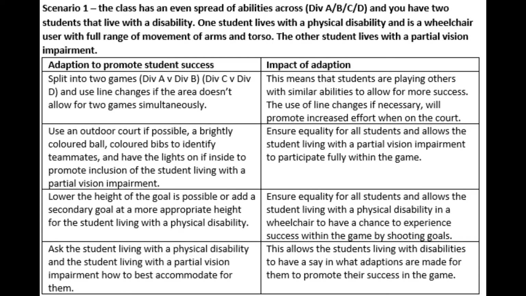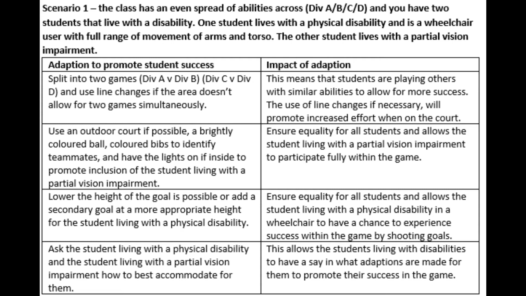The third adaptation is to lower the height of the goal if possible, or add a secondary goal at a more appropriate height. This will have a positive impact on the student living with a physical disability in a wheelchair, as they will be able to experience success by having the opportunity to shoot goals.